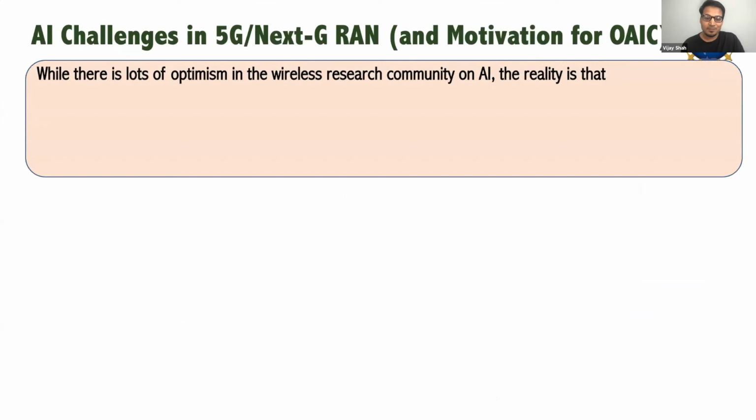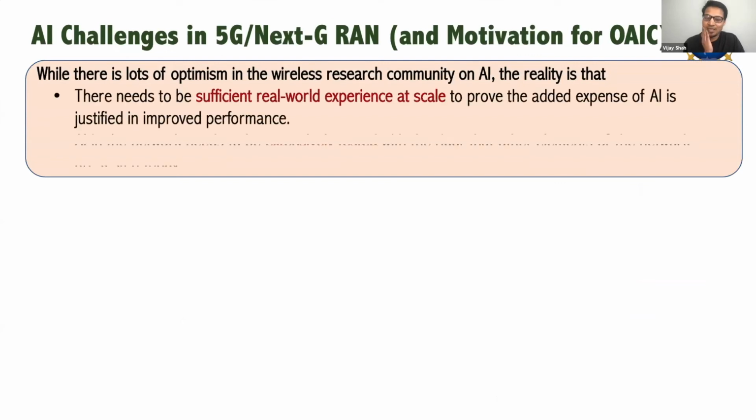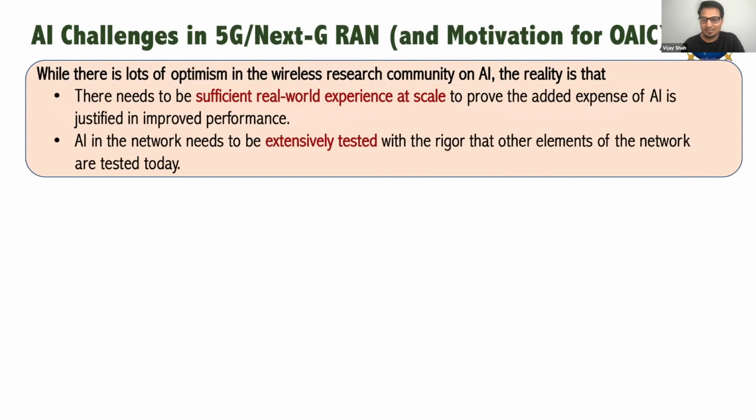But it's not that simple. Obviously we have a lot of optimism on AI, but the reality is that there still is a lack of sufficient real world experience at scale. And obviously Colosseum is contributing to that, but I think it's just the beginning. And the second thing is that AI in the network has to be extensively tested, right? It's a production network. There are billions of users using it. So you cannot simply deploy AI because it works in a certain setting unless you have really tested it. So that's what motivates our work.